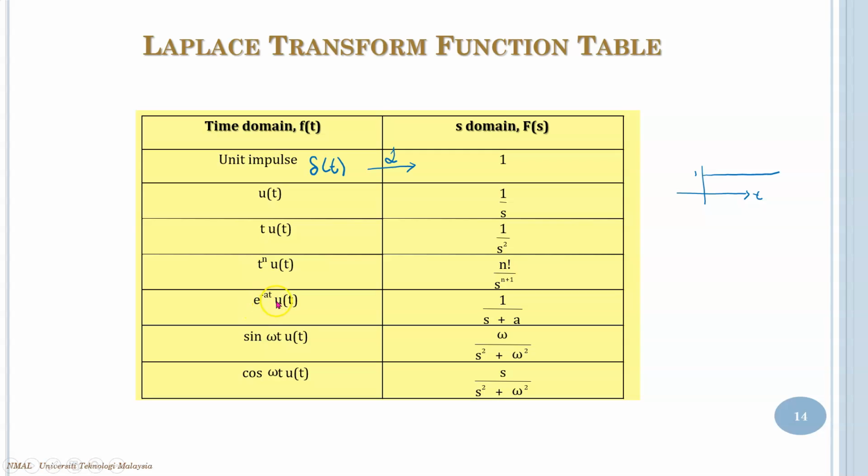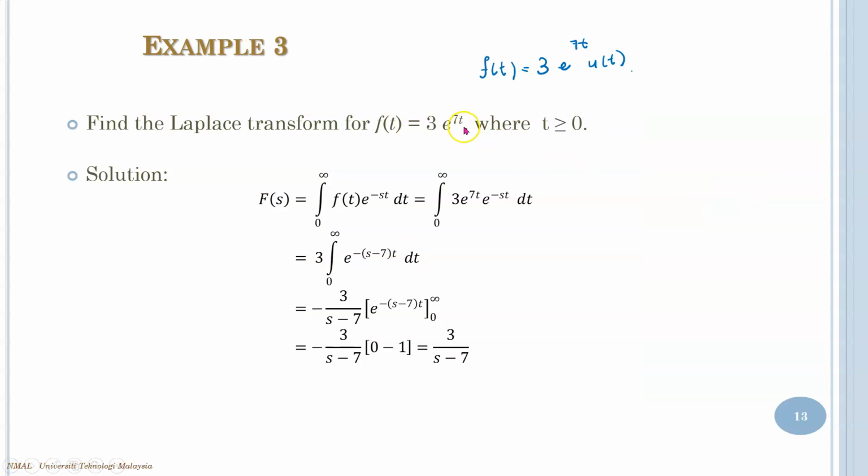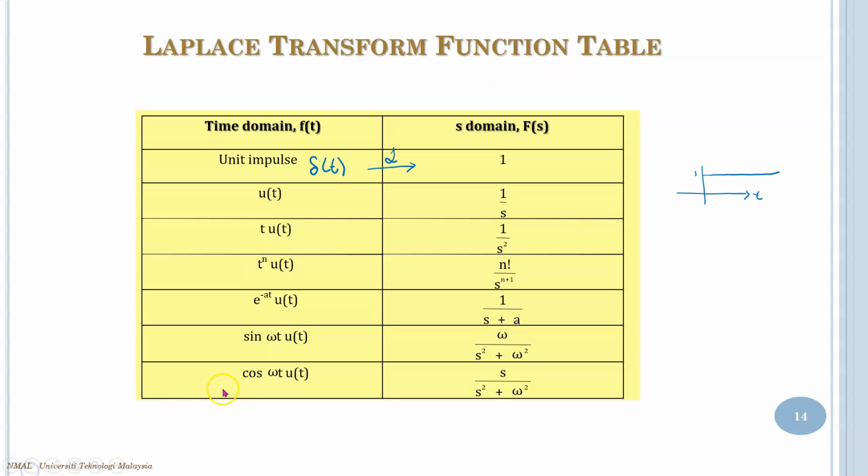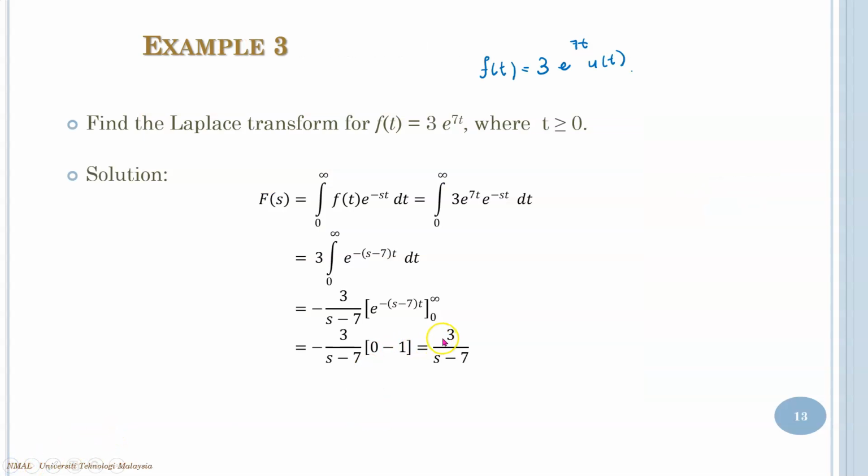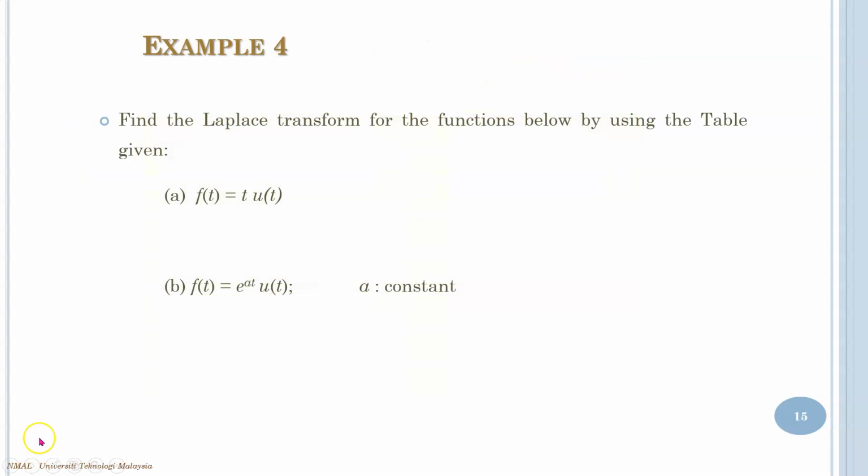Exponent negative at u(t). So in this example here, a is negative 7. Why negative? Because in the original here, a is positive. So if a is negative 7, this one will become 1 over s minus a. So this is 3 over s minus 7. Okay, we'll look at another example.